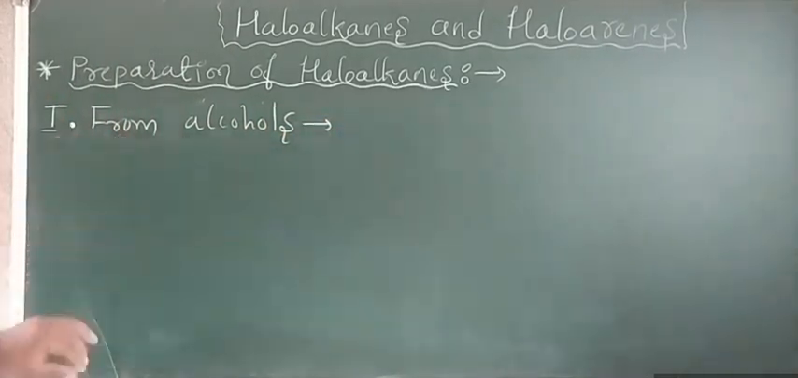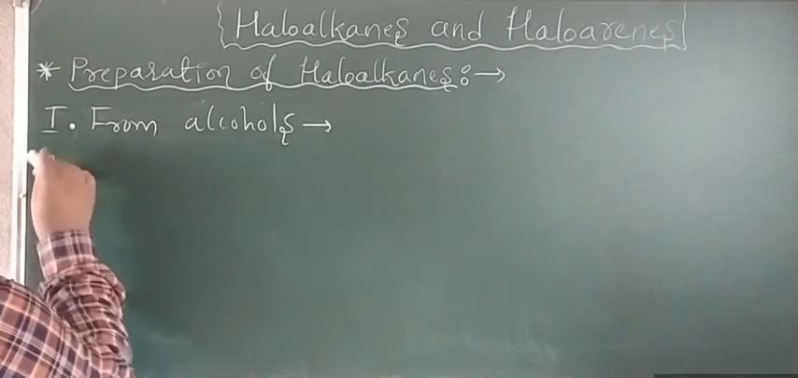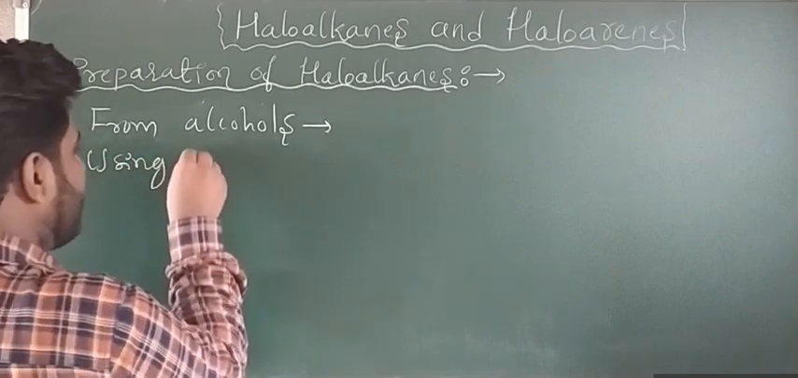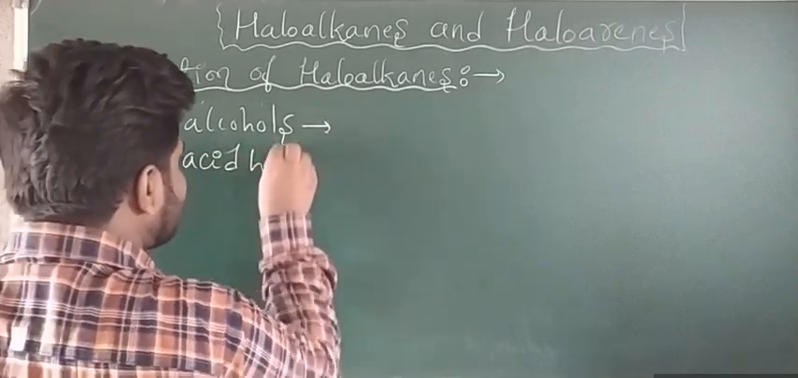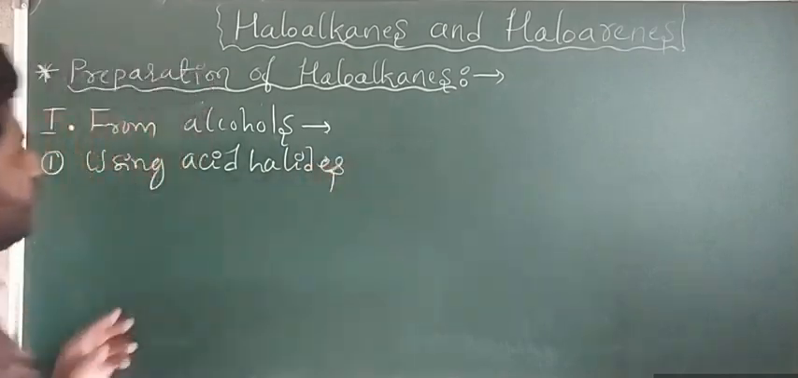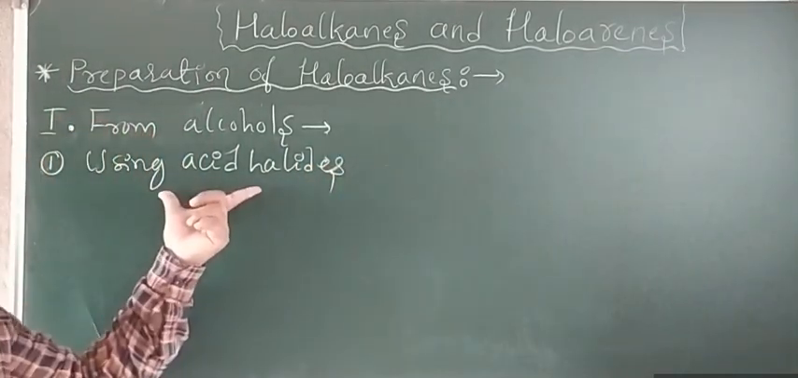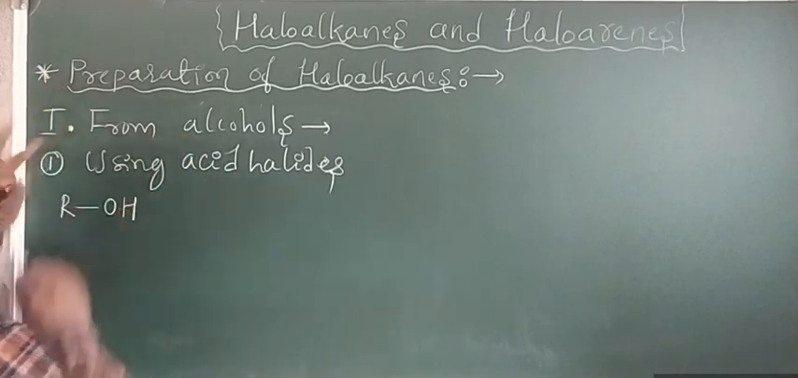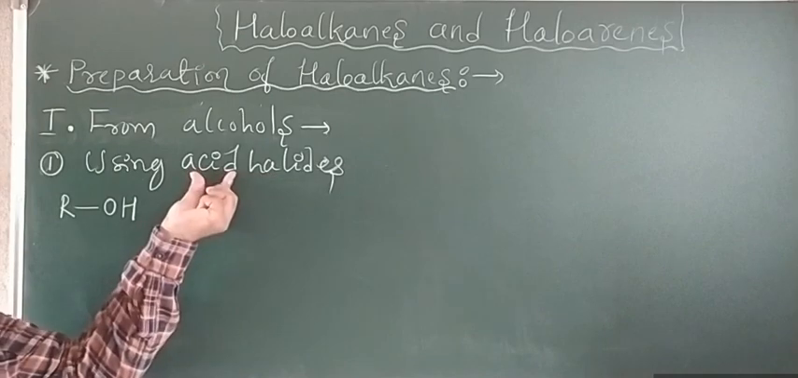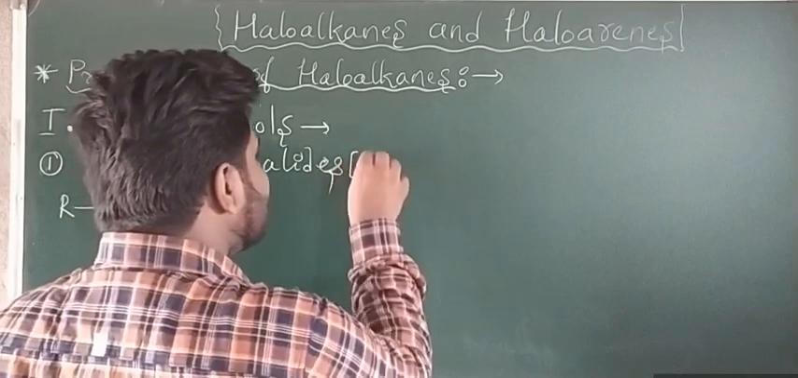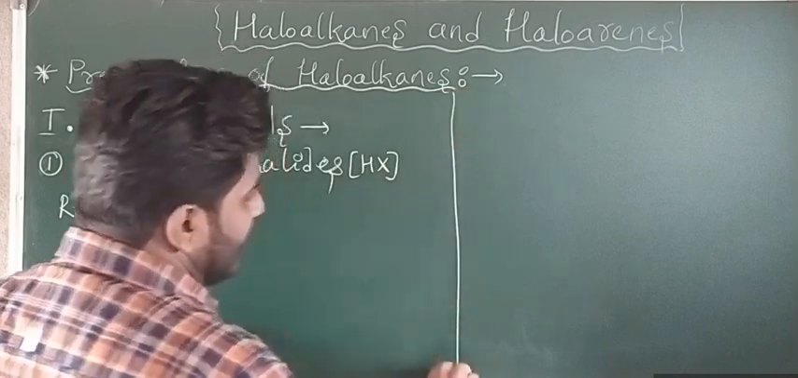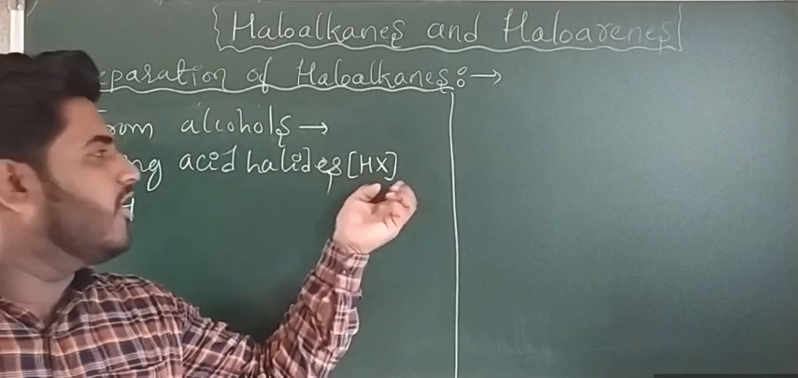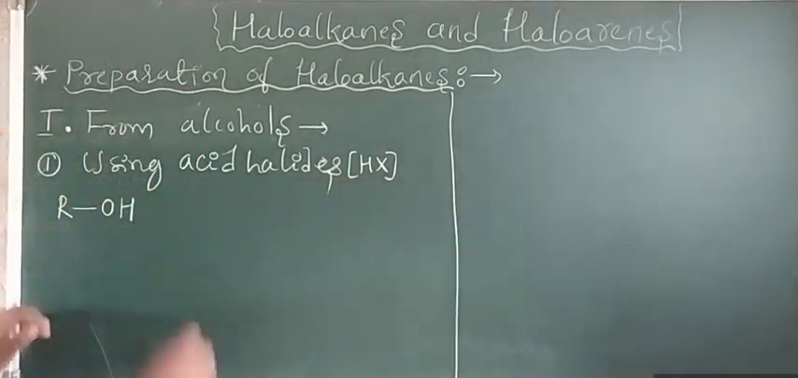So, from alcohols, again we have several ways. First one is using acid halides. So from alcohols, using acid halides, that means first we have to take an alcohol. What is the general formula of alcohol? ROH. And using acid halide. Acid halide means HX. HX means hydrogen halide or acid halide, whatever you can call. So you use that one, HX.